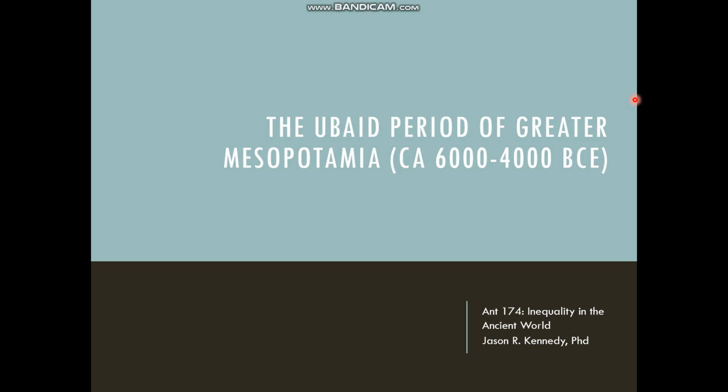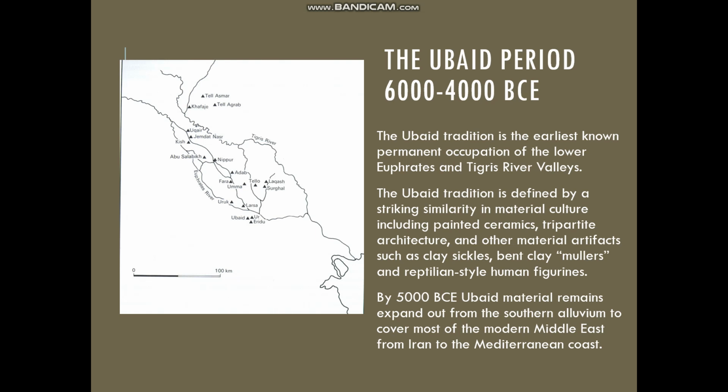So we're going to focus today first on southern Mesopotamia and the origins of the Ubaid, and then its expansion northward. When we're talking about the Ubaid, we're talking about the first permanent occupation of the lower Euphrates and Tigris River valleys. I say earliest known on the slide here, and it's possible that there are earlier occupations, but from the millennia of buildup of sedimentation in the Tigris and Euphrates deltas, we may just not be able to find them.